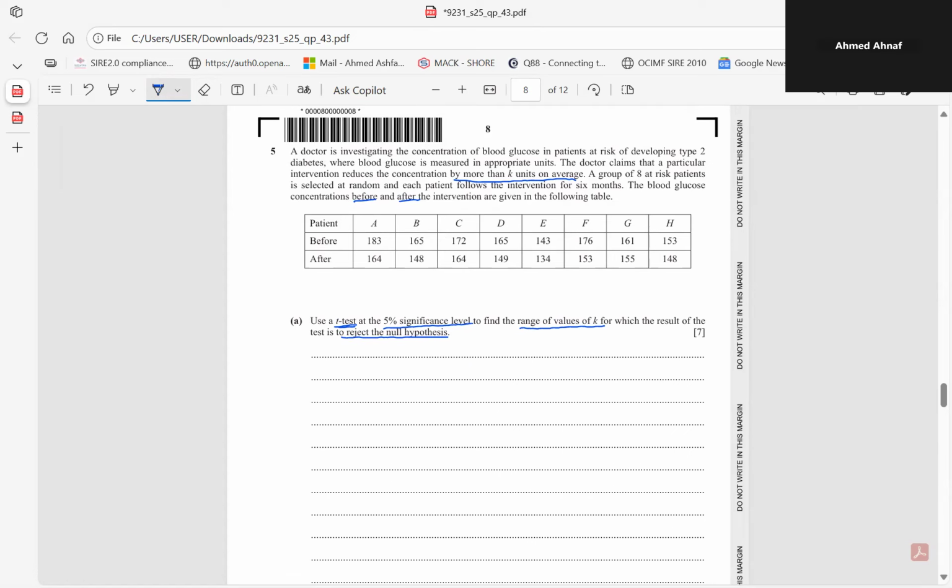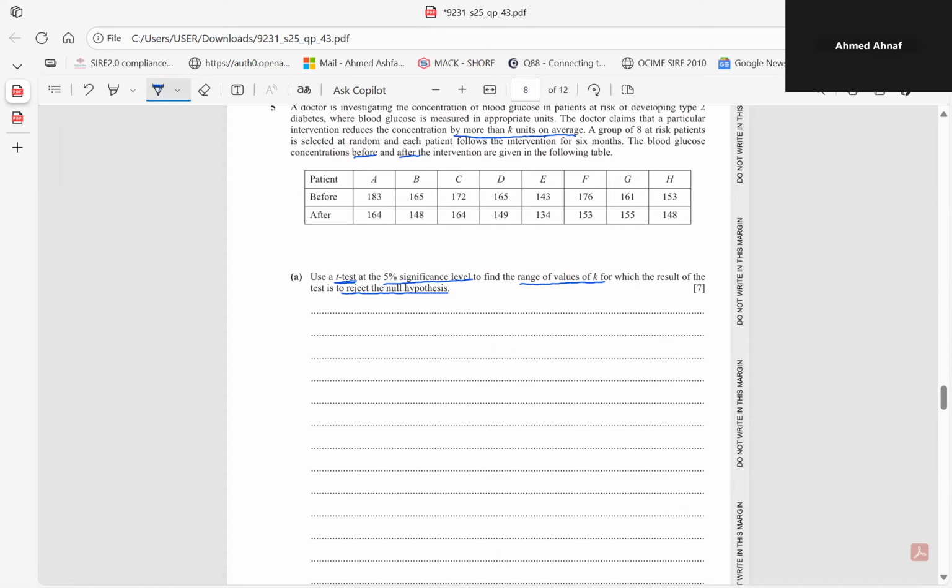So we have to test whether the doctor's claim is true. He says the concentration reduces by more than K units on average. So that means for each patient, the difference between these two values, the average, he says, should be more than K. When you add them up and divide them by 8, you're supposed to get a value more than K. So hence we have to use the paired t-test. So let's find out all the values of D.